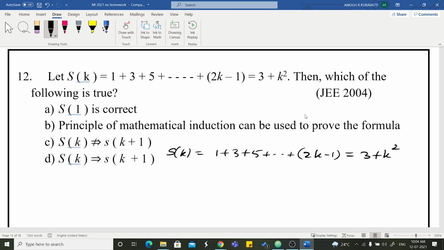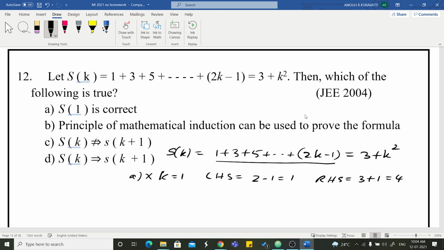Put k is 1, k value 1, LHS. This is LHS. This is RHS. Put k value 1, 2 minus 1, that is 1. What is RHS? Put k value 1, 3 plus 1 square, 1, that is 4. Are they LHS equal to RHS? No. So S of 1 is not correct.